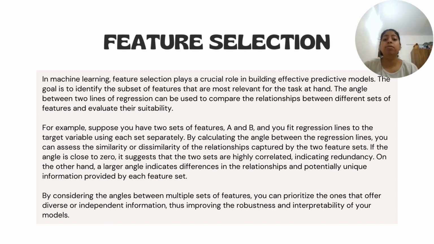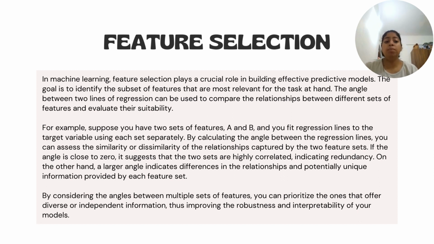In machine learning, feature selection plays a crucial role in building effective predictive models. The goal is to identify the subset of features that are most relevant to the task at hand. The angle between two lines of regression can be used to compare the relationship between the different sets of features and evaluate their suitability. For example, suppose you have two sets of features, feature A and feature B, and you fit regression lines to the target variable using each separately.